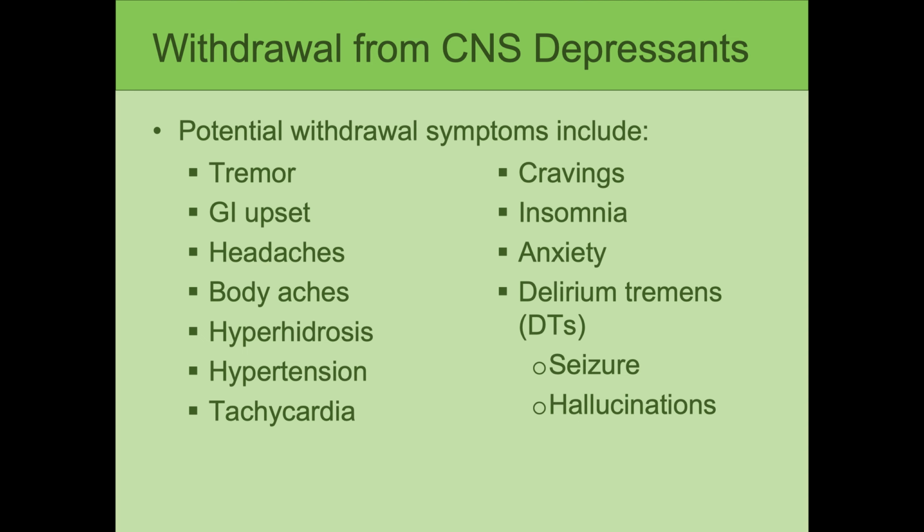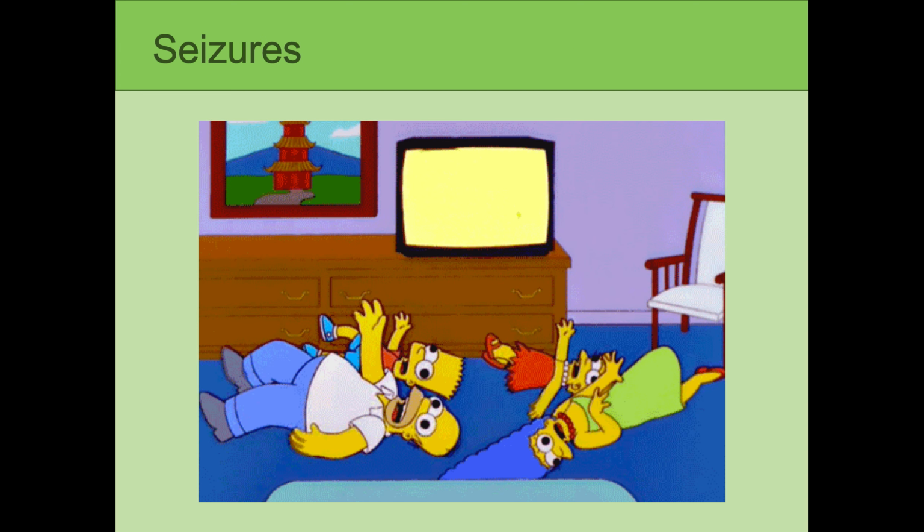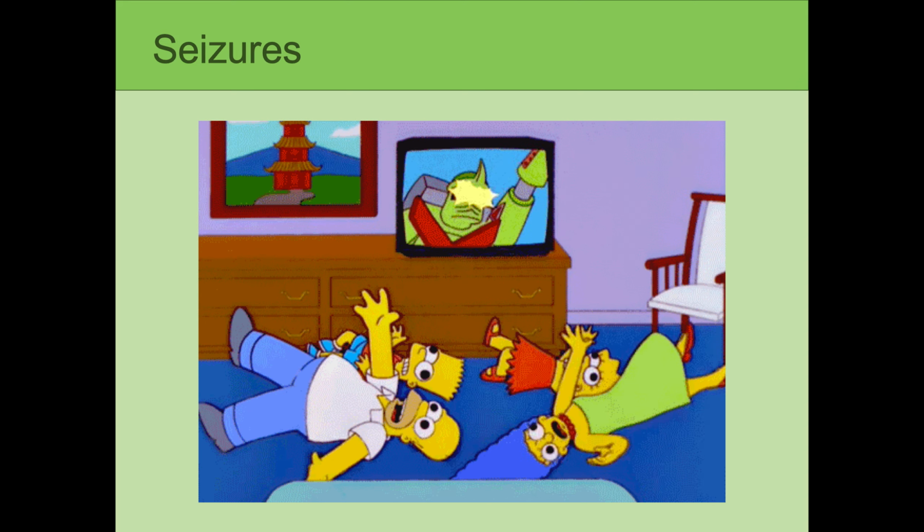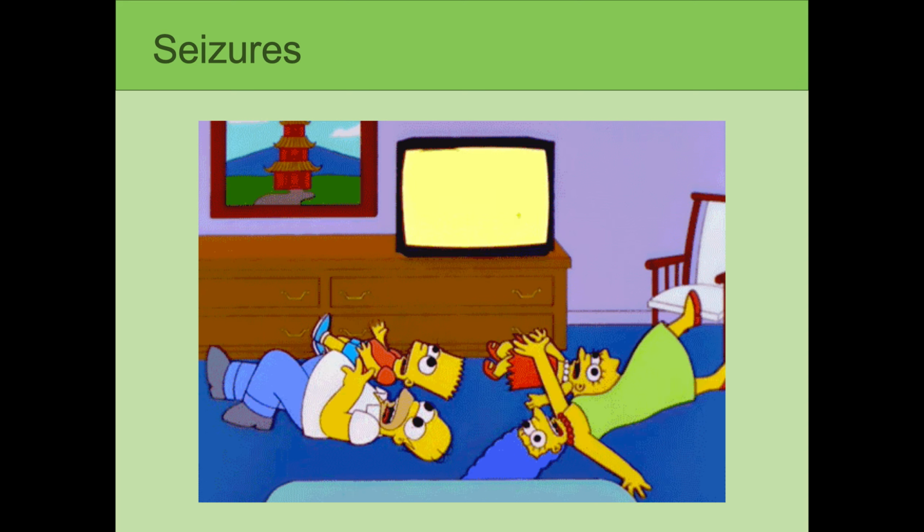We have things like physical body tremors. We see basically the opposite of what the medication was doing or what the substance was doing. So we see some hyperactivity happening. We see things like hypertension, tachycardia. Body aches and pains will be common. Insomnia and anxiety are very common. And in very severe cases, we can have delirium tremens or DTs. And these can be things like seizures or things like hallucinations.